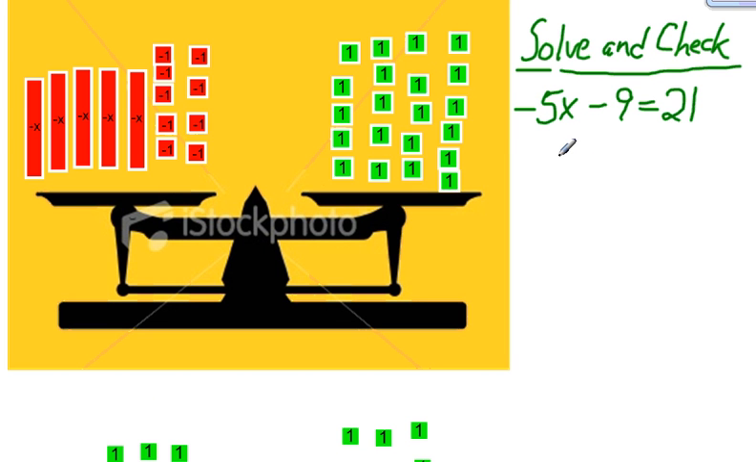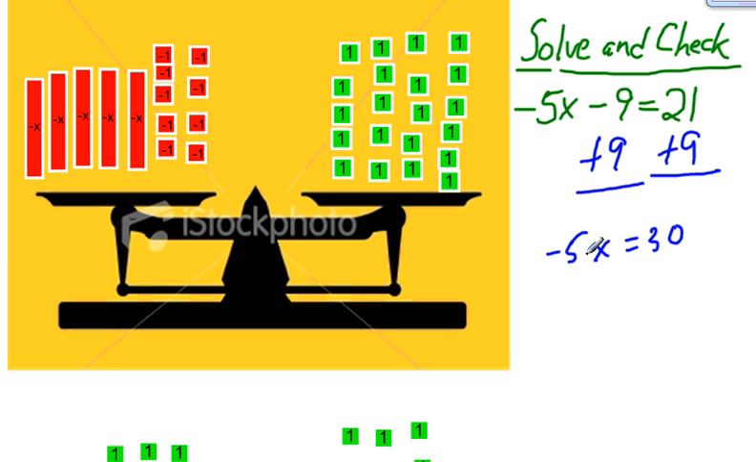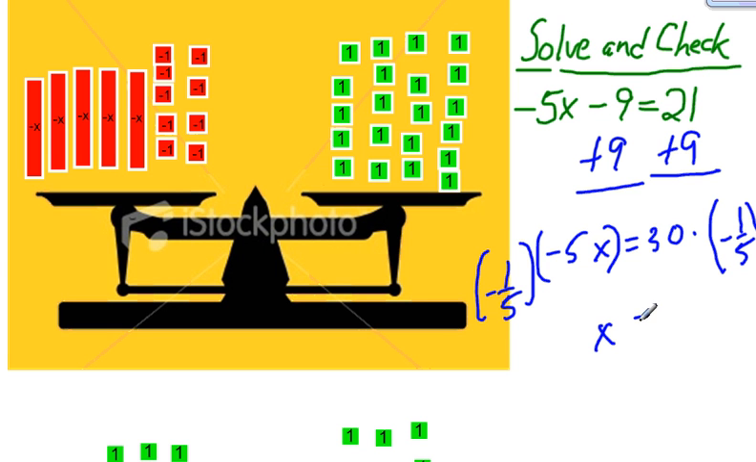Okay, let's try one more. This one's negative 5x plus negative 9, or minus 9, equals 21. So on this one, I'm going to need to add 9 to both sides. I get negative 5x equals 30. So on this one, I need to do 1/5 of this negative 5x, and I need to turn it the other color, so I need to multiply it by negative 1/5, multiply both sides by negative 1/5, and I get x equals negative 6.